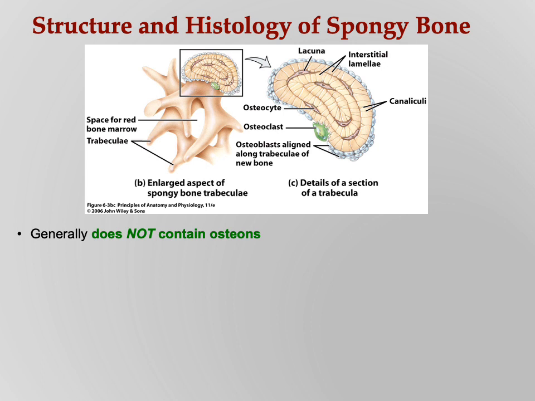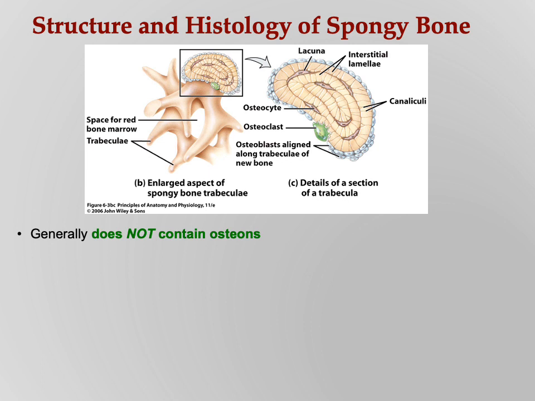You've got the lamellae still, right? Lamellae, remember, are the bony rings. There are still canaliculi. There's still lacunae. But there's no osteon. There's no central canal. And you might be thinking, why doesn't it have a central canal?